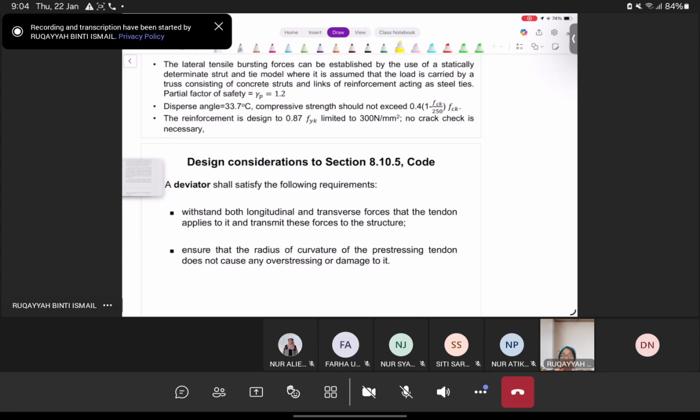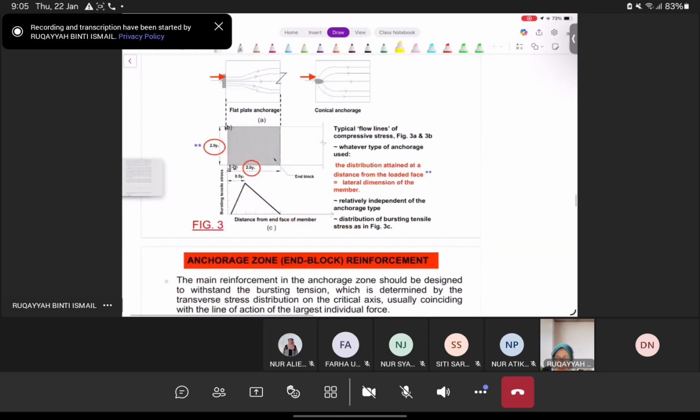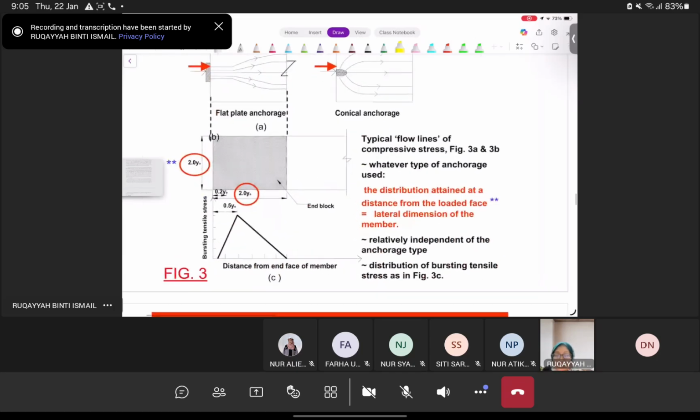Okay, so design consideration. What will be the design consideration? So a deviator shall satisfy the following requirements. It means it must withstand both the longitudinal and transverse forces that the tendon applies to it and transmit these forces to the structure. And second, ensure that the radius of curvature of the pre-stressing tendon does not cause any over-stressing or damage to it. So you can see this is a very typical flow.